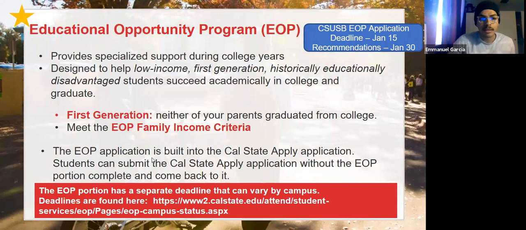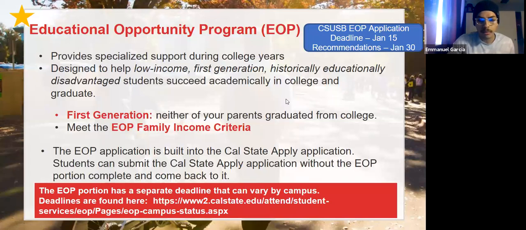And then you need to meet the EOP family income criteria, which can be found... I'm actually not sure where we can find that, but that's something we can look into if you need it. I'm sure if you click on the EOP family income criteria, it can take you to it. But if not, again, we can help you through that process.